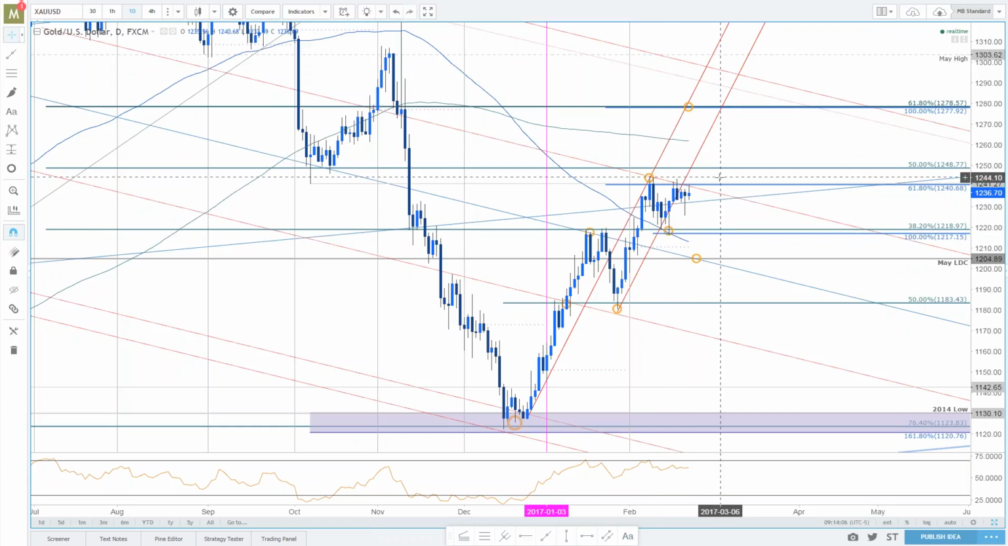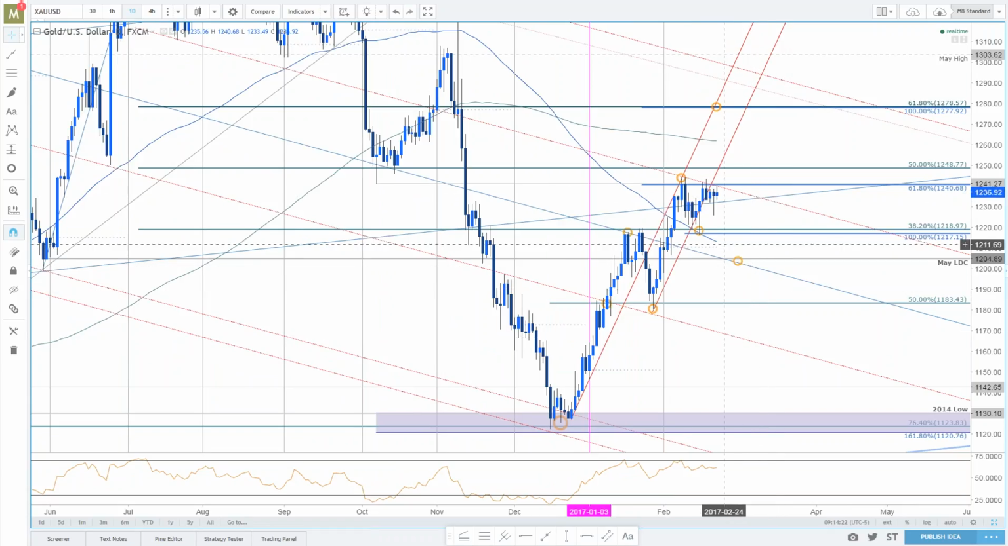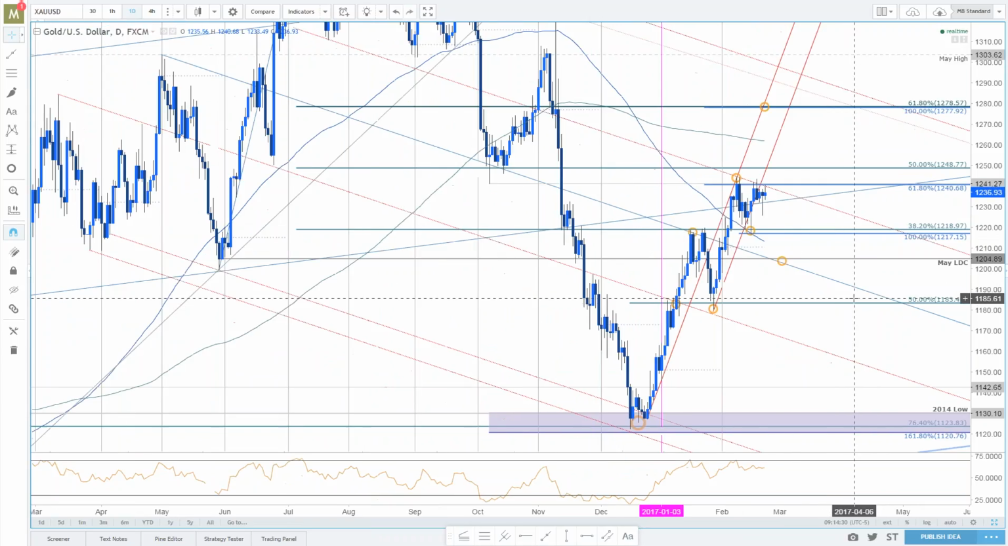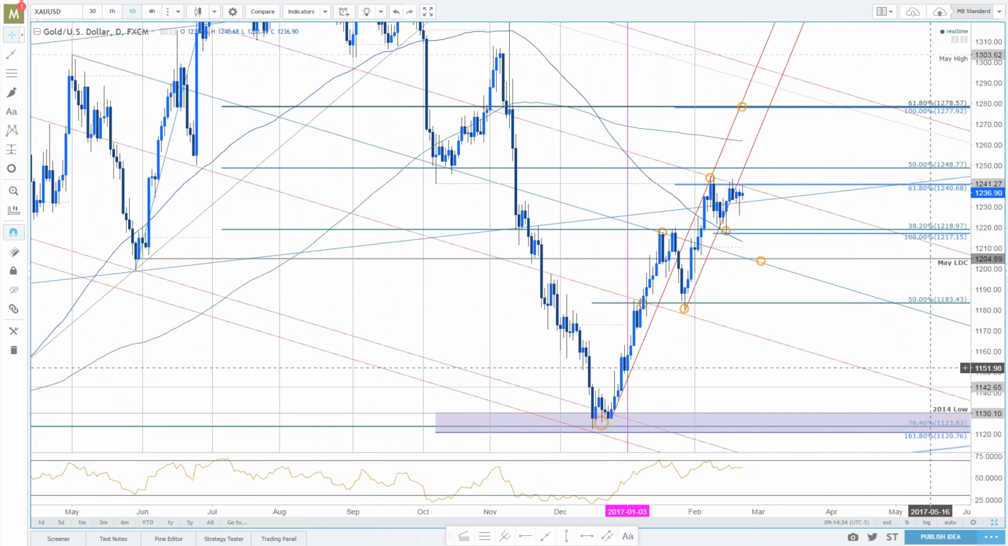Do I want to still play that range again? Probably not. If we break down from here, I do think you look for a new low, okay, and that would risk a move down towards the May low day close, somewhere near 1200 again. I keep saying 1200, guys. But this is pretty big Fibonacci and structural resistance, okay? So be mindful of 1240, period. Until that gives way on a closed basis, I do not want to try to press this on the long side.